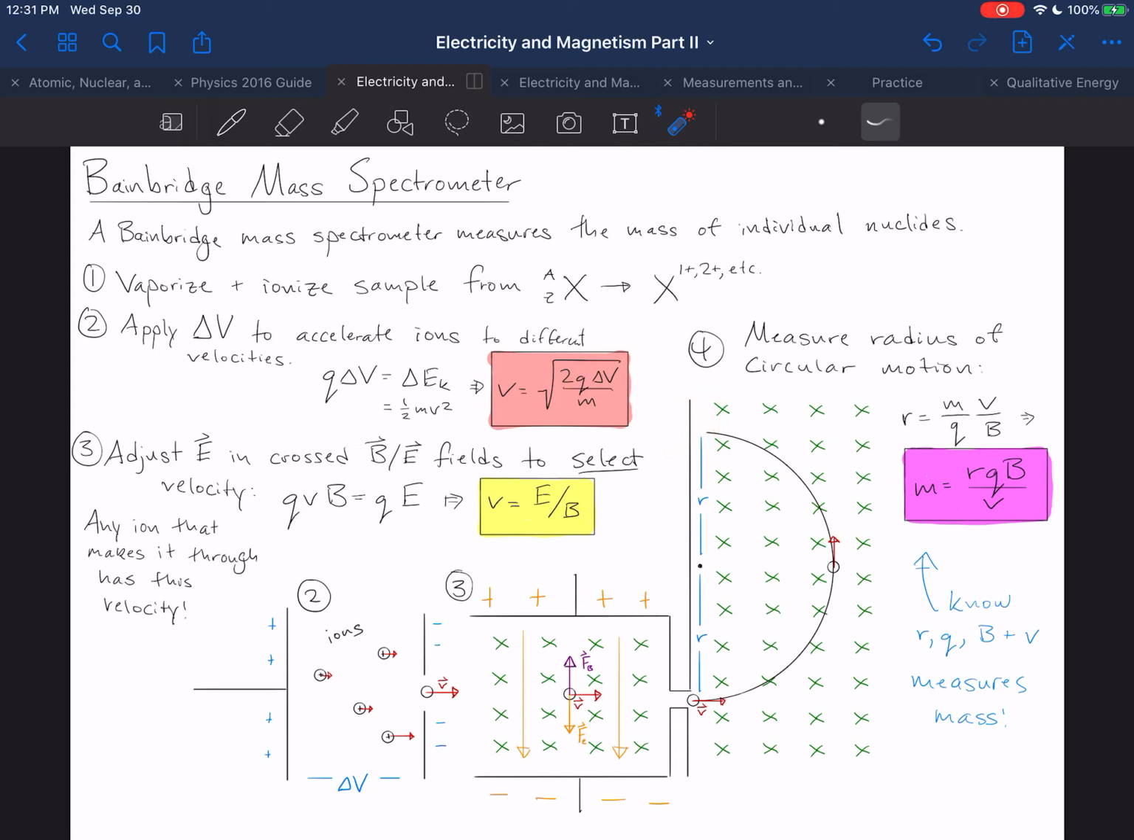Notice that this means that small differences in mass will create noticeable differences in radius for high enough speeds. So you can detect the difference between, for example, uranium-235 and uranium-238 using this method. The radii will not be tremendously different, but as long as this circle is wide enough and your detector is sensitive enough, you can tell the difference. And so that's how a Bainbridge mass spectrometer works.